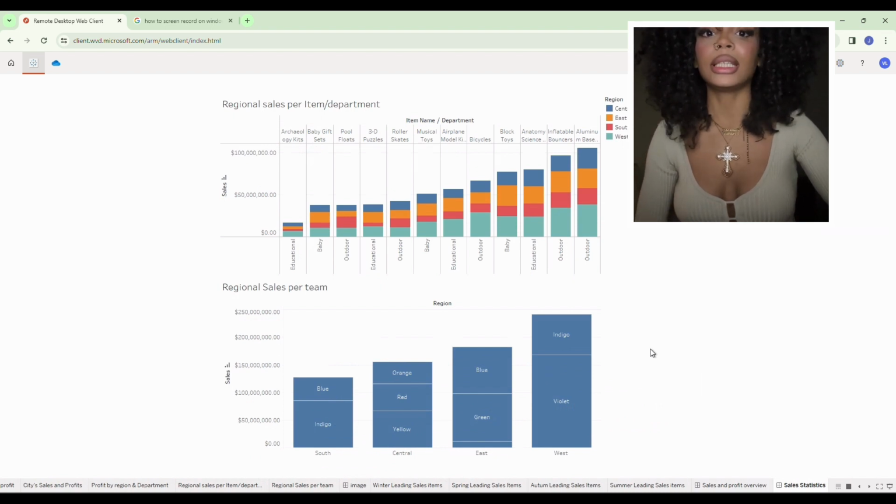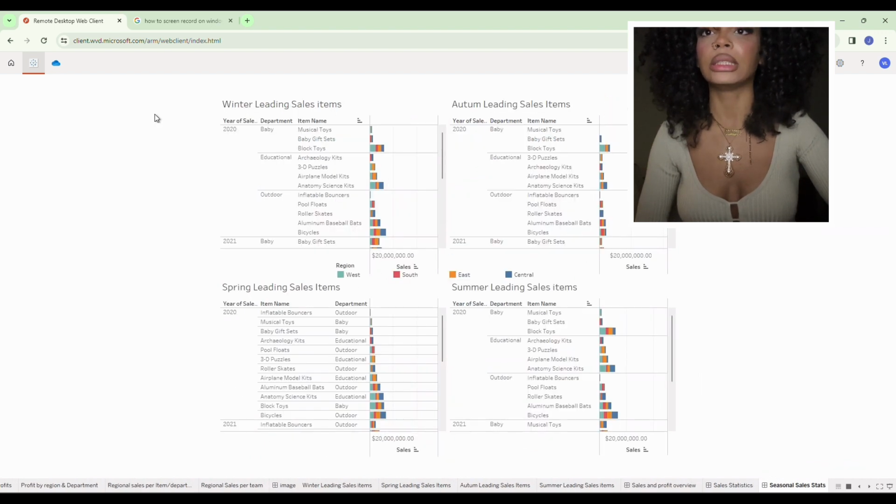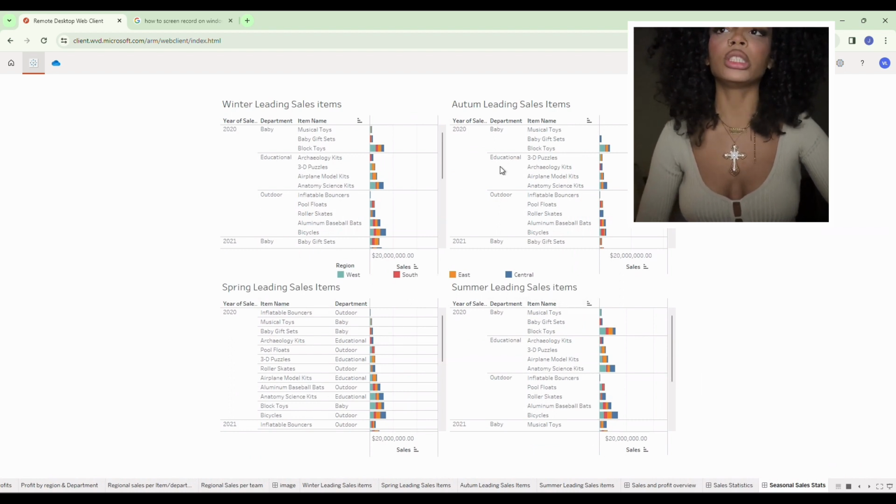The next dashboard is showing each of the 4 seasons. As we can see, we have the winter, autumn, spring, summer sales items. By putting all 4 of them on the same worksheet, we're able to clearly see which season is performing at higher rates. For example, the autumn season seems to have lower sales compared to the winter season.